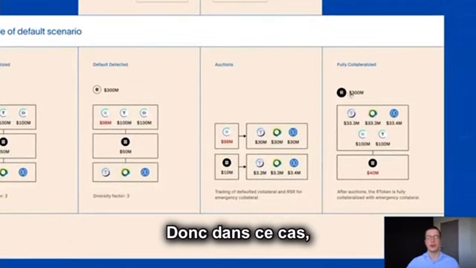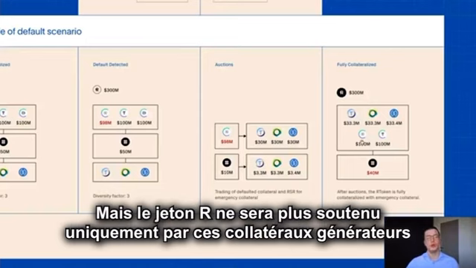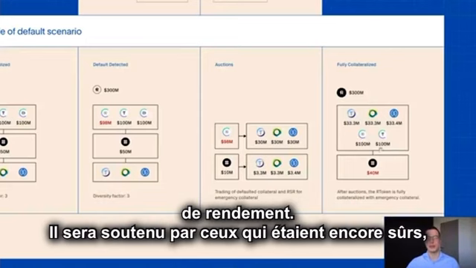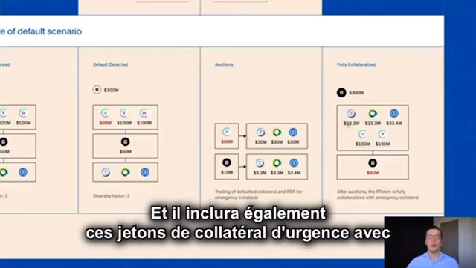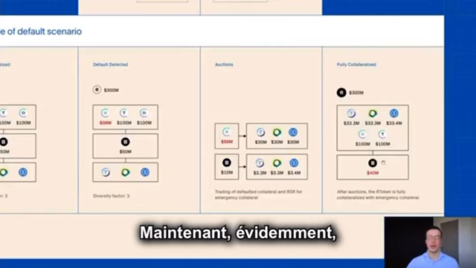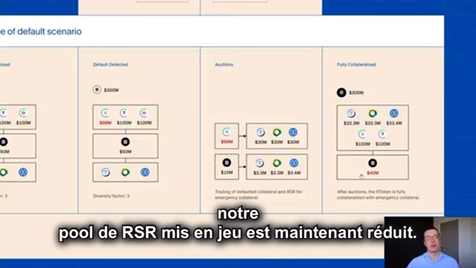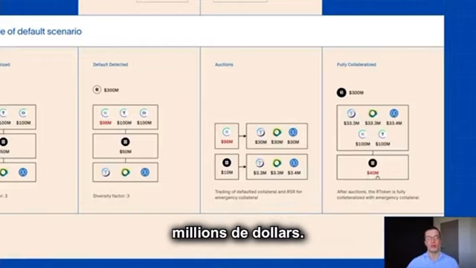So in this case, we're going to have a total market cap of $300 million still, but the RToken will no longer be backed solely by these yield-bearing collaterals. It will be backed by those that were still safe, that did not depeg or did not see any issues. And it will also include those emergency collateral tokens with $33.3 million each. Now, obviously, our staked RSR pool is now less. So our overcollateralization pool has gone from $50 million to $40 million.